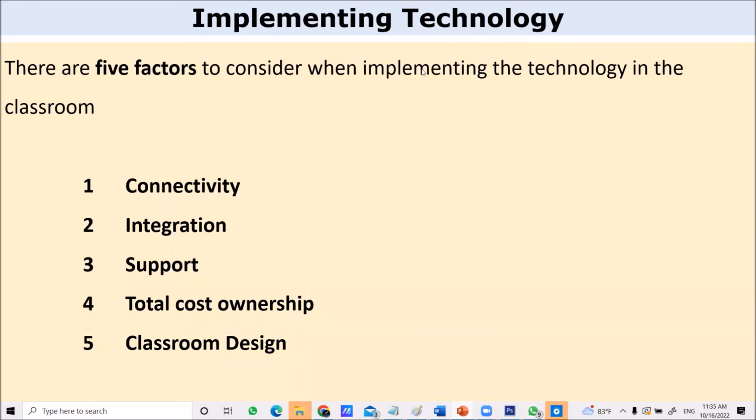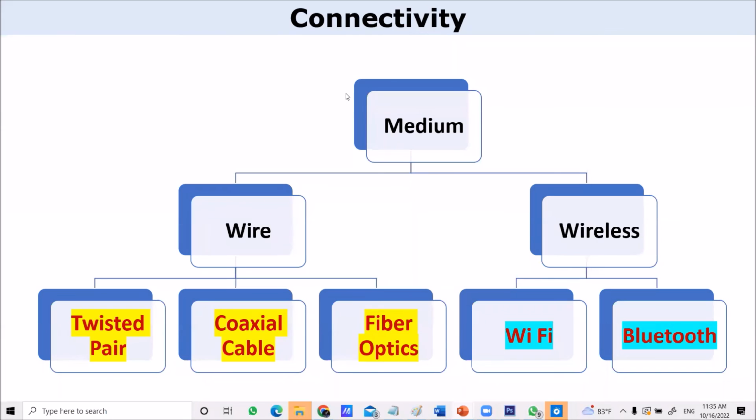The first is connectivity. Connectivity is regarding the connection, how you are going to connect your devices with others. In the teaching and learning process, in the school, sometimes you are using many computers or smart devices. Then you want to think about how to connect your devices with the others. That is also called a medium. Then you want to think about a medium to connect your device with others. This medium may be a wire medium or a wireless medium. There are 2 types of medium.